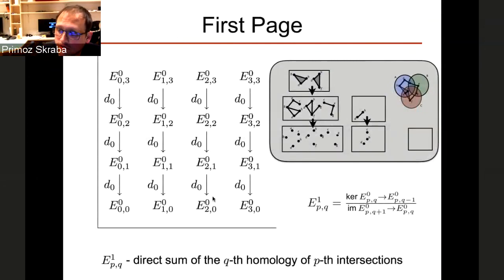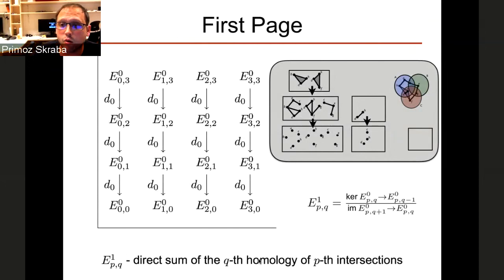First, we're going to take the vertical maps, so each individual piece, and compute the homology of it. We've started with chains, and this way we go from E0 to E1, and each E1 pq is just the direct sum of the qth homology of the pth intersections. If I think about the nerve and all the chains that map into that simplex in the nerve, then I'm taking that piece and just taking the homology, persistent or otherwise, and that's my E1 page. This is very easy to understand. It's just the direct sum of a bunch of homologies.